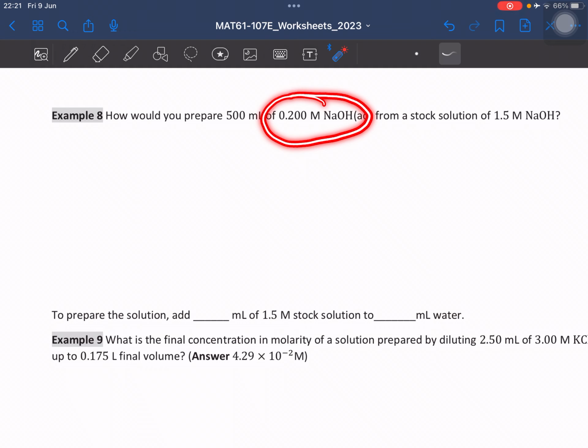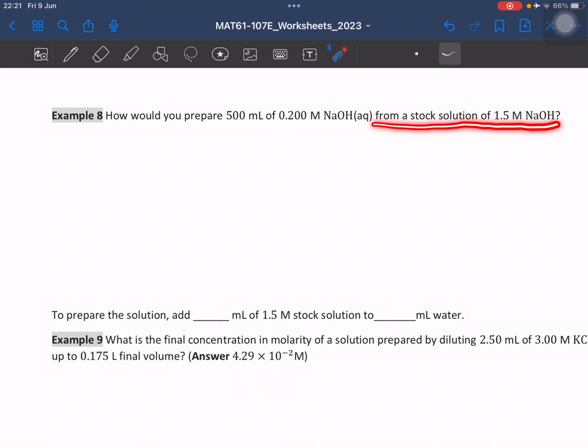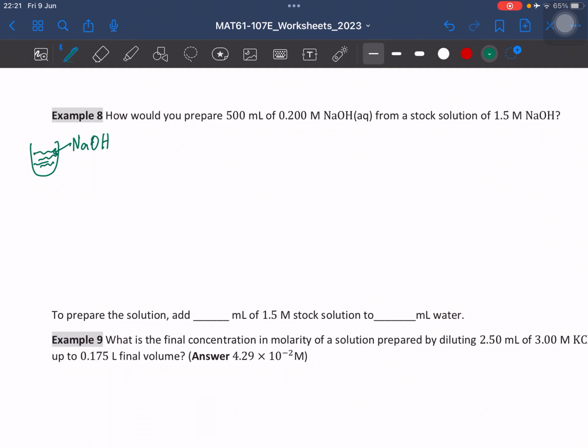How would you prepare 500 milliliters of 0.2 molar sodium hydroxide from a stock solution of 1.5 molar sodium hydroxide? What's the meaning of that? At first, you know that you have the sodium hydroxide here with the concentration 1.5 molar. What is molar? Molar is mole per liter, right?